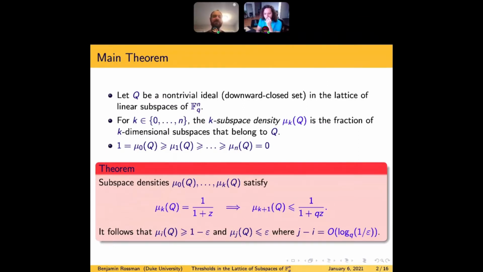As a consequence, it gives the following threshold theorem. It shows that for any epsilon, the number of steps that it takes you to go from above 1 minus epsilon to below epsilon is of order log base q of 1 over epsilon. If you've seen the notion of thresholds in the Boolean lattice, this looks like we're saying that every ideal has a very sharp threshold.